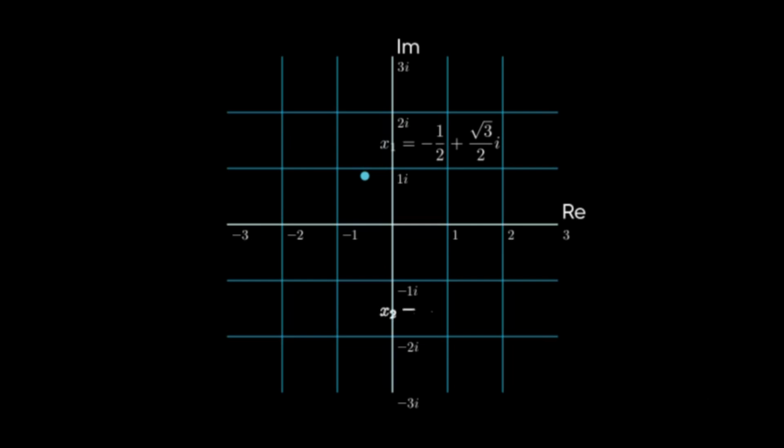Now let's plot our second solution, -1/2 minus square root of 3 over 2 i. This point has the same real part, -1/2, but its imaginary part is the negative of the first solution, so -0.866. These 2 points demonstrate an important property of quadratic equations with real coefficients. When they have complex solutions, these solutions always come in conjugate pairs. The complex conjugate of a number has the same real part, but the opposite imaginary part. This symmetric relationship is a direct consequence of the fact that our original equation had only real coefficients.